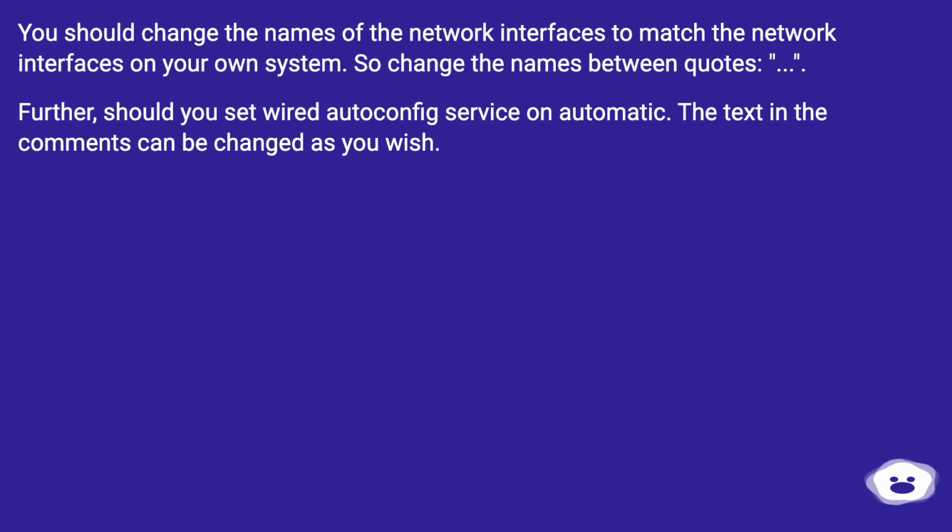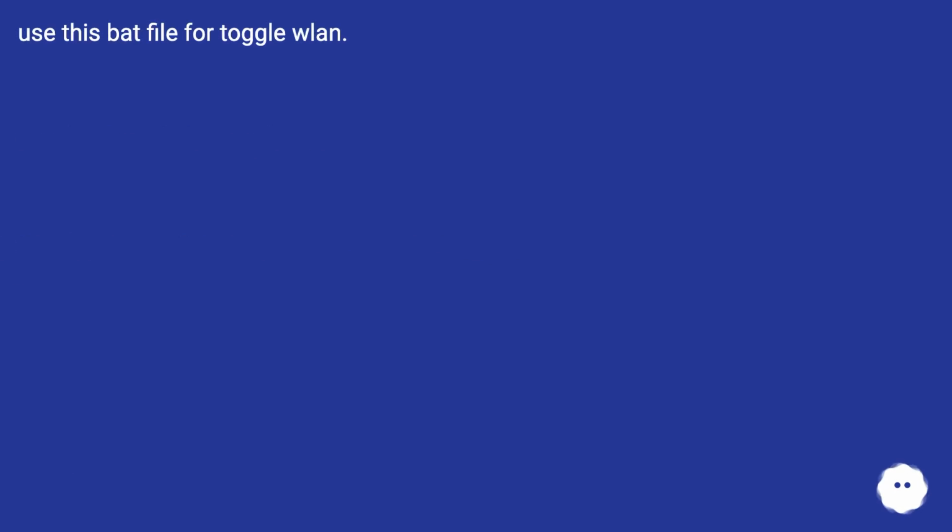You should change the names of the network interfaces to match the network interfaces on your own system. So change the names between quotes. Further, you should set the Wired AutoConfig service to automatic. The text in the comments can be changed as you wish. Use this bat file to toggle WLAN.